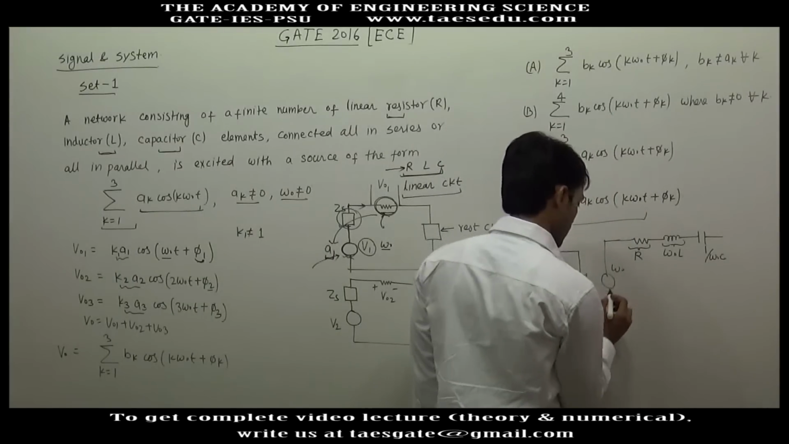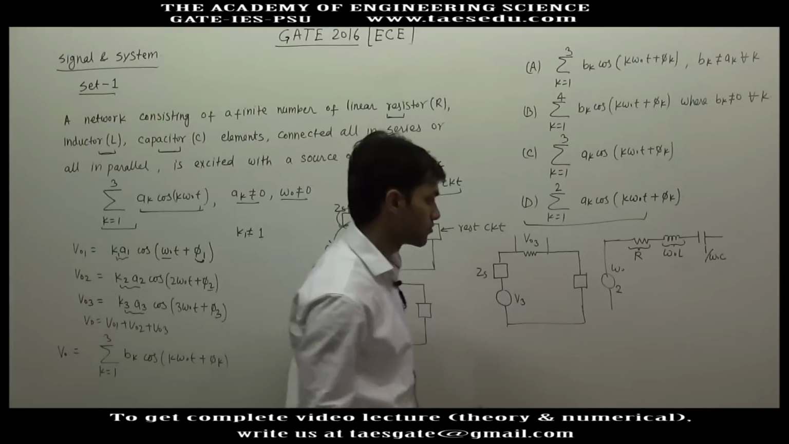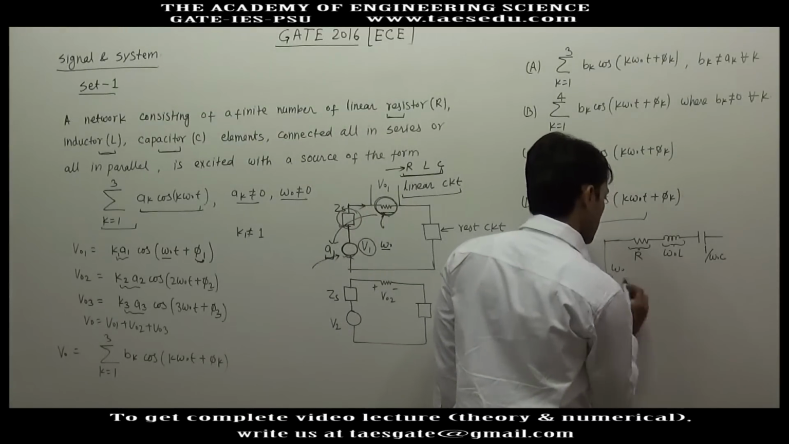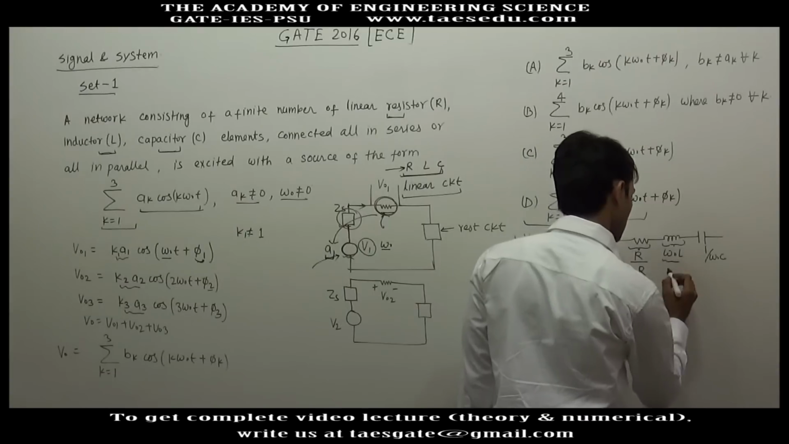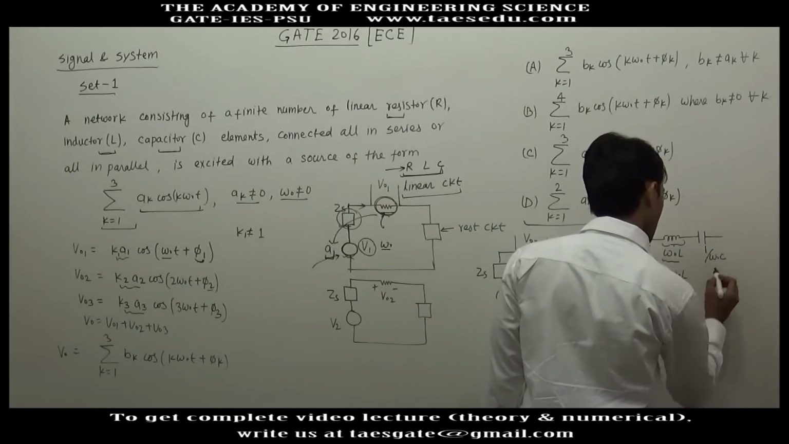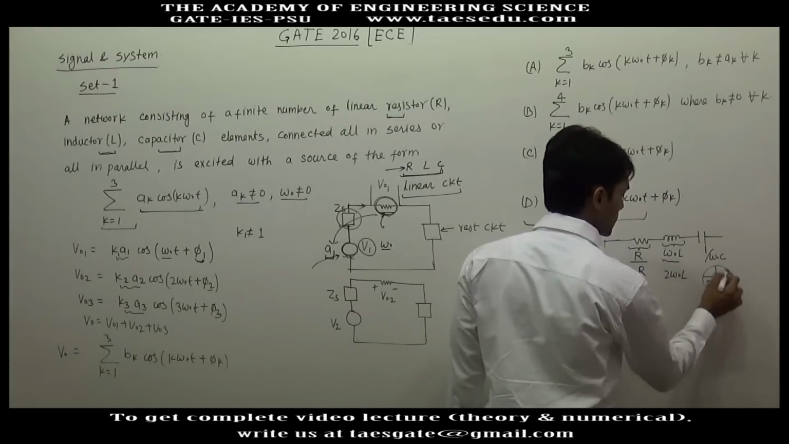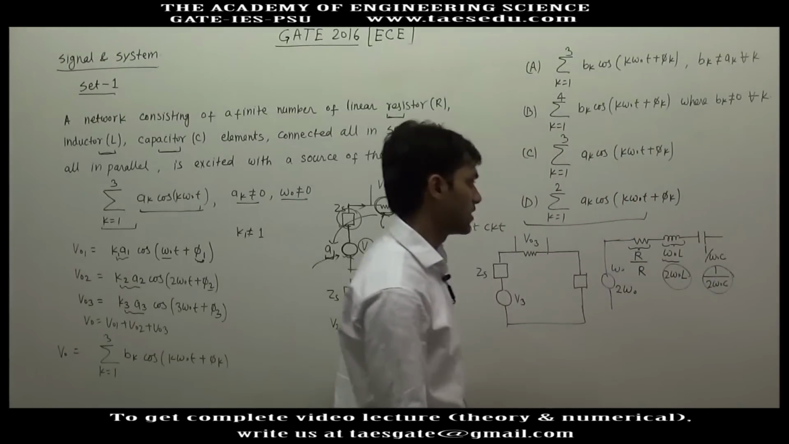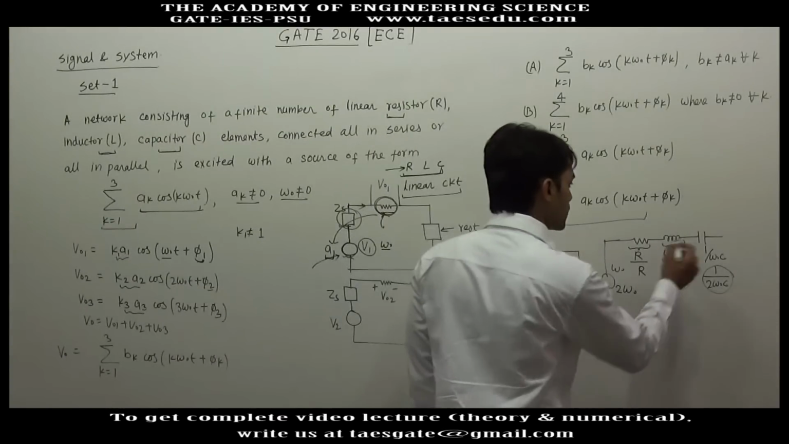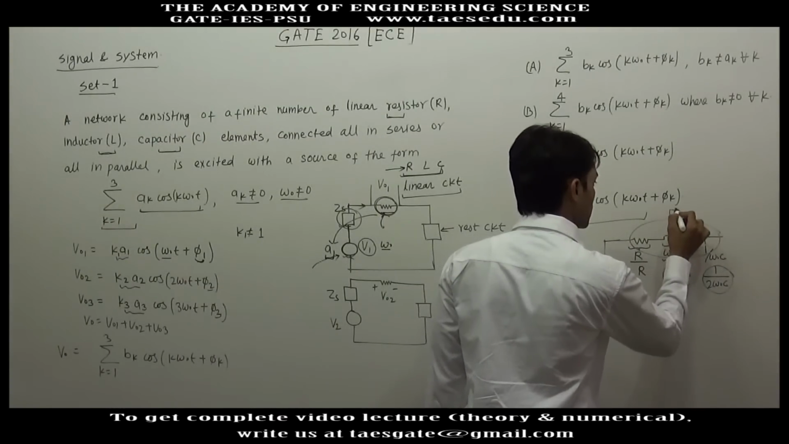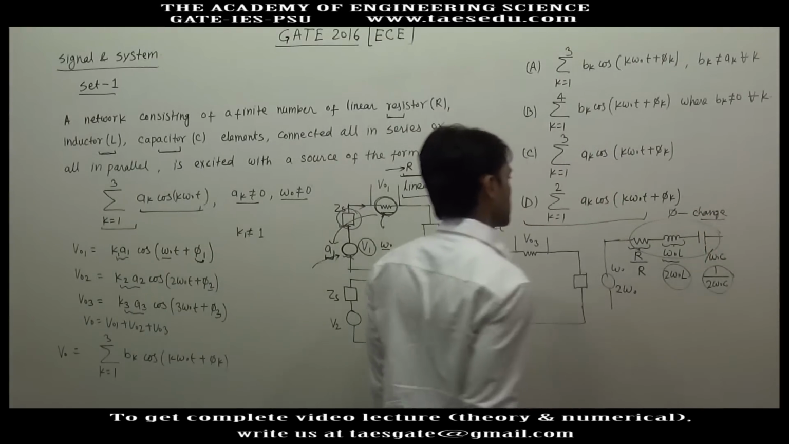Now if you change the frequency of the source to 2 omega naught, the impedance provided by resistance will be the same as R, but the inductor's impedance will be 2 omega naught L, and the capacitor's impedance will be 1 by 2 omega naught C. The capacitive impedance will decrease, the inductive impedance will increase. So the circuit will become more inductive. So the overall phase contributed by this RLC element, phi, will change. This will be different at different frequencies.